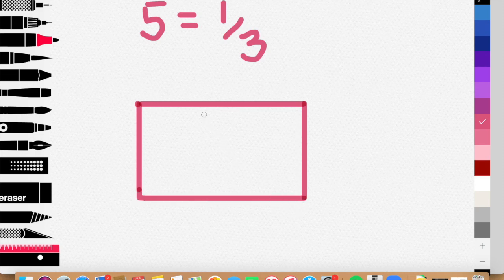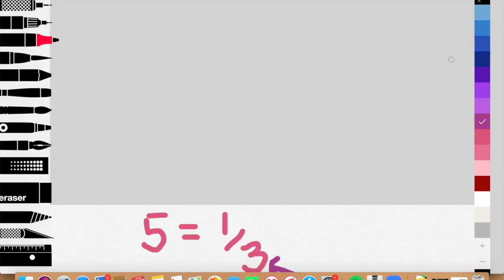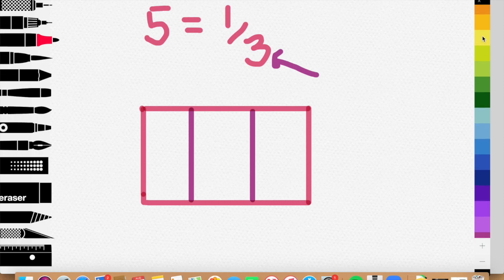Alright, that looks pretty good. And guys, as I do this problem, I notice that I have here a denominator of 3. Right? What that tells me is that I'm going to actually have 3 slices in my picture. So I'm going to go ahead and draw my thirds, guys. There we go. Alright, so now I see I have 3 pretty even sections.